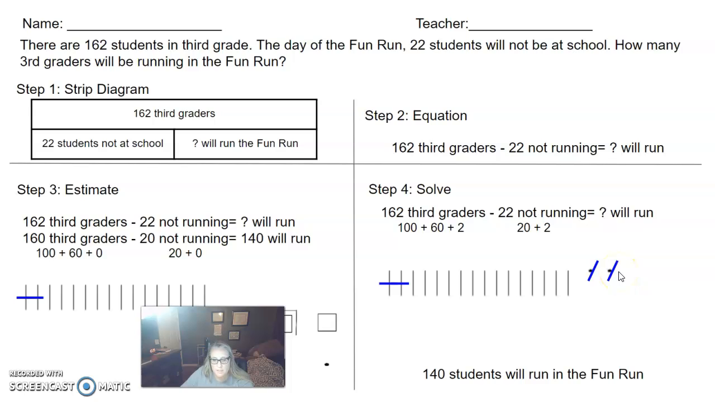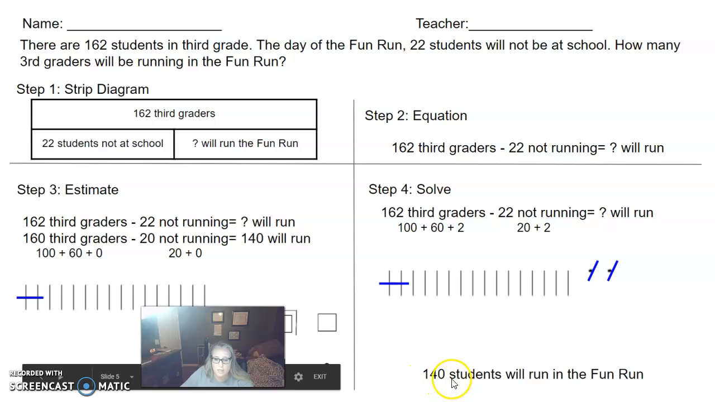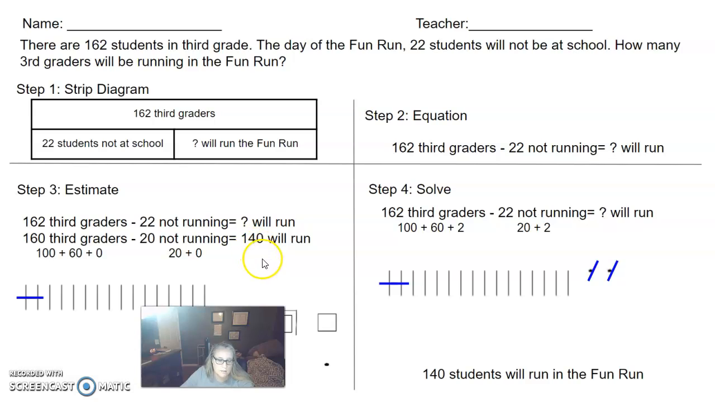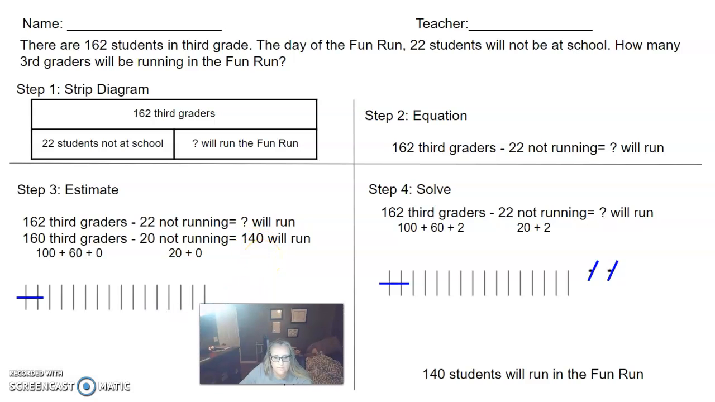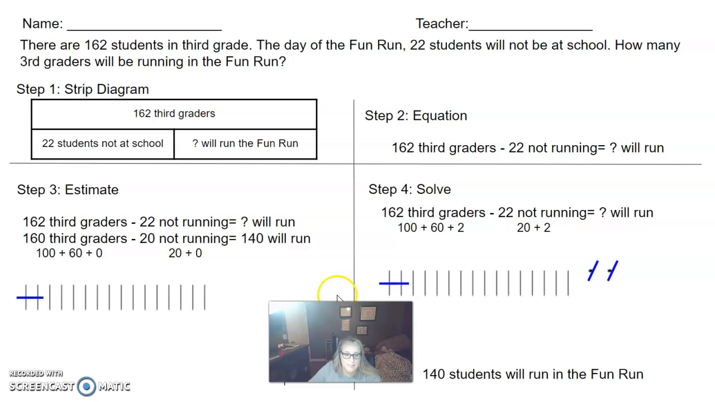Now when you take away, I'm going to start by taking away with my ones place. So I'm going to take away 2 first. So I'm going to cross those 2 out. Then I'm going to take away 20. Well, that's 2 groups of 10. So 10, 20, and I crossed both of them out. Now when I do that, I count to see how many are left over. 10, 20, 30, 40, 50, 60, 70, 80, 90, 100, 110, 120, 130, 140. And my answer is 140 students will run in the fun run, which is pretty close to my estimation of 140, so I did my estimation right. If you have any questions while you are working on your problems, please ask your teacher.